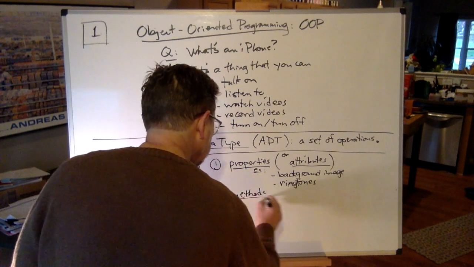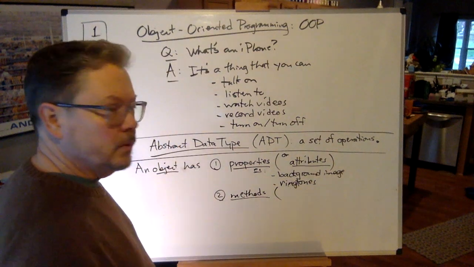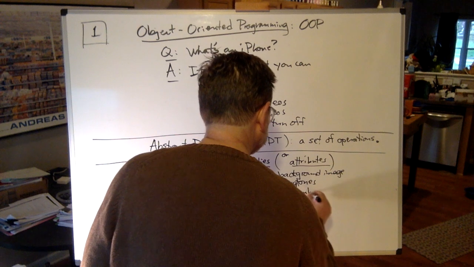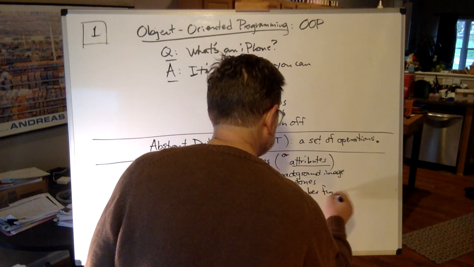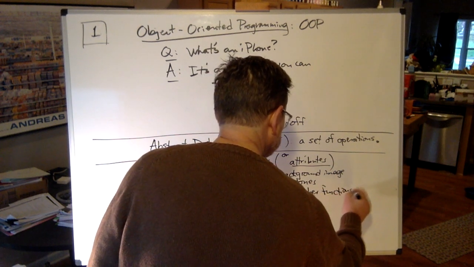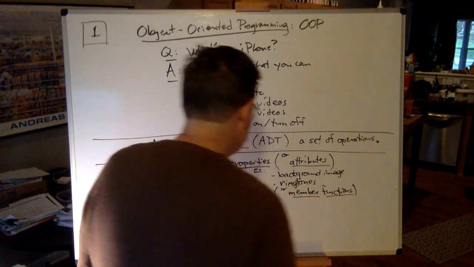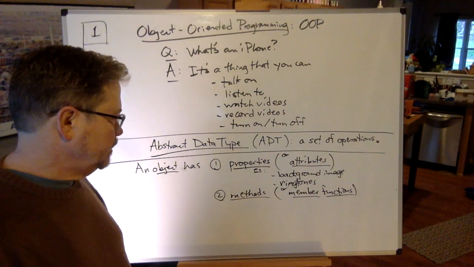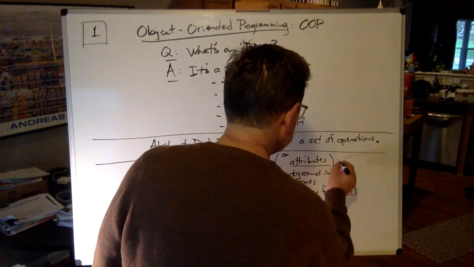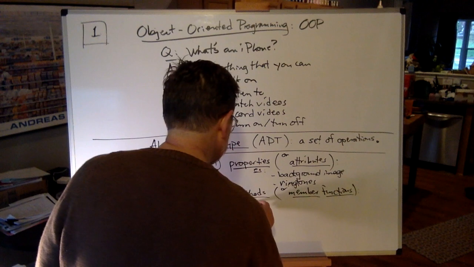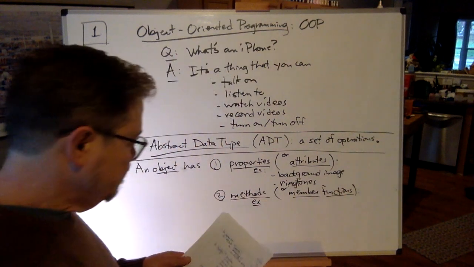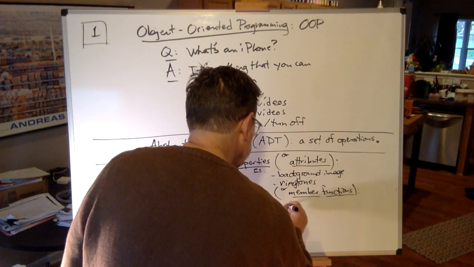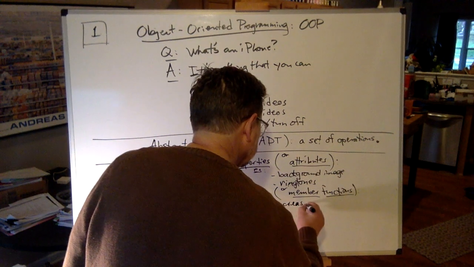Methods. And yes, there are alternative terms for that. One that you'll run into a lot is member functions. If for no other reason, I'm going to prefer methods because it's less writing and I'm less likely to misspell it. Methods are actually the things you can do with it. For example, I can turn up the volume so I can hear better: increase volume, decrease volume.